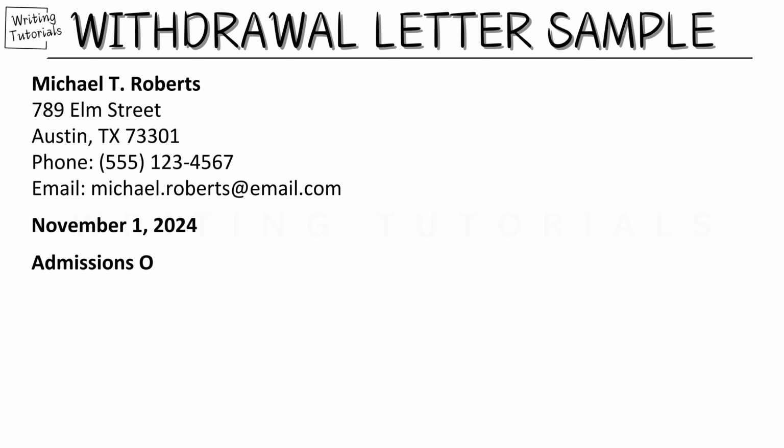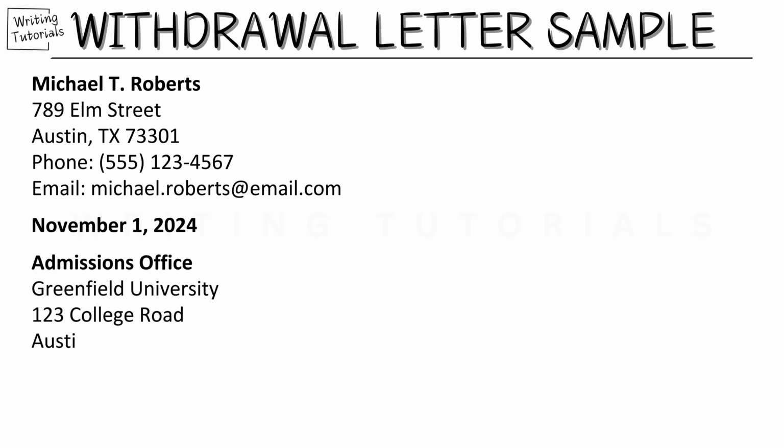Recipient information. Next, we move on to the recipient information. Michael is addressing this letter to the admissions office at Greenfield University. He includes the department name, the name of the university, and the full address. In most cases, a withdrawal letter is directed to the admissions or registrar's office, as they're typically the ones who handle these requests. Make sure to be precise about where the letter is going. Adding the department's name can help prevent any delays in processing your request.